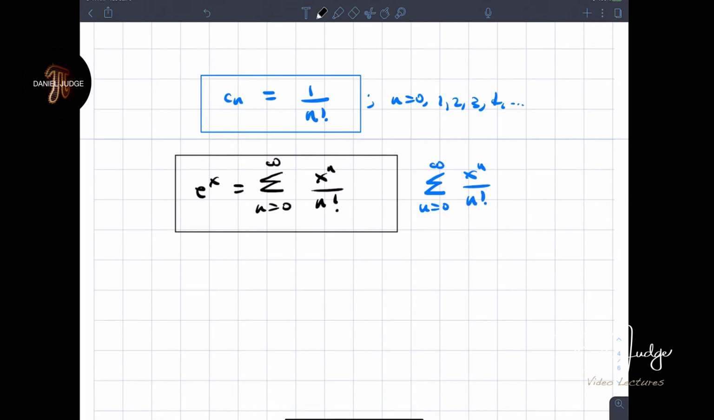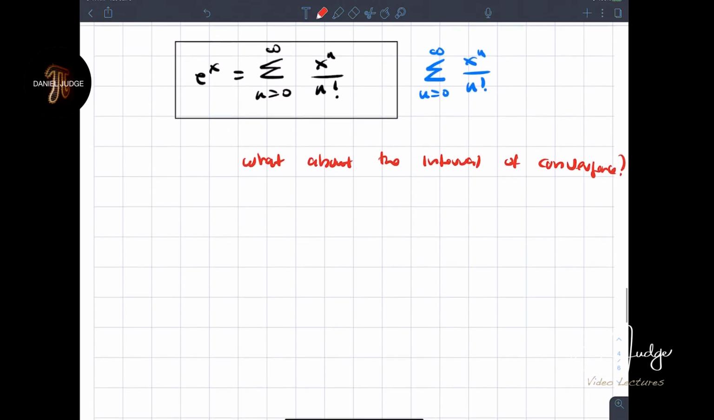Okay, now you might say, what about the interval of convergence? Well, what you're going to use here is the ratio test. So we're going to put that there. Interval of convergence here. Well, you use a ratio test.